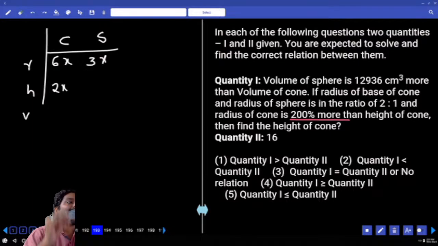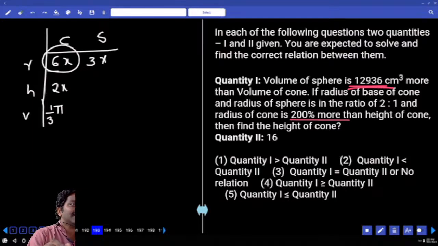At the same time they are talking about volume comparison. This 12,936 is the difference between their volumes. Volume of the cone is 1/3 pi r square h. R square in the sense 36x square. Height in the sense 2x. How much is the product? 72x cube.